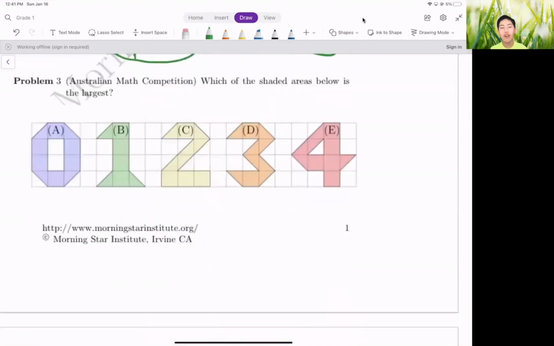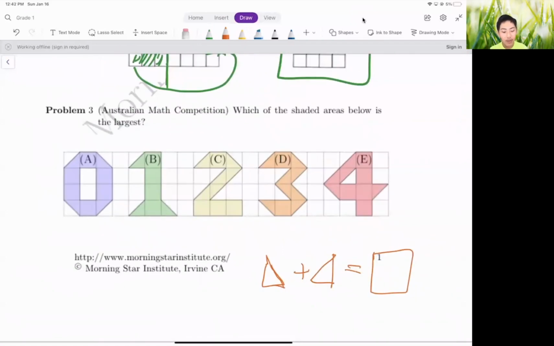Problem 3, which of the shaded areas below is the largest? So for this problem, we can just count out the figures. We know that one right triangle plus another right triangle is equal to one square. So just keep that in mind. For A, we know that A has 1, 2, 3, 4 right triangles, which equals 2 squares. And then let's count out the squares that A has. 1, 2, 3, 4, 5, 6. So 2 squares plus 6 squares equals 8 squares. So we know that A is 8 squares.